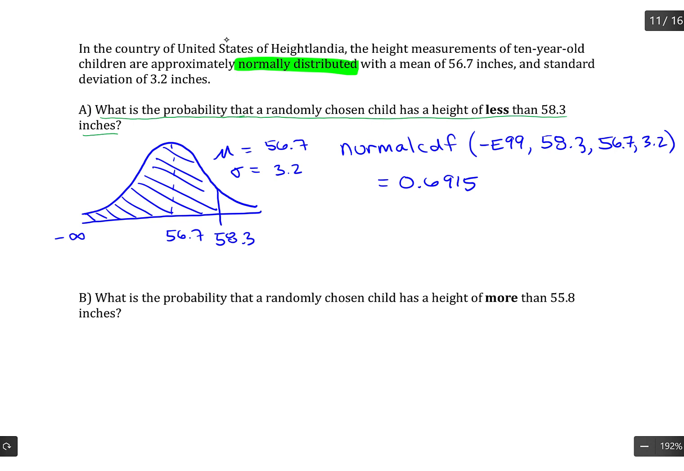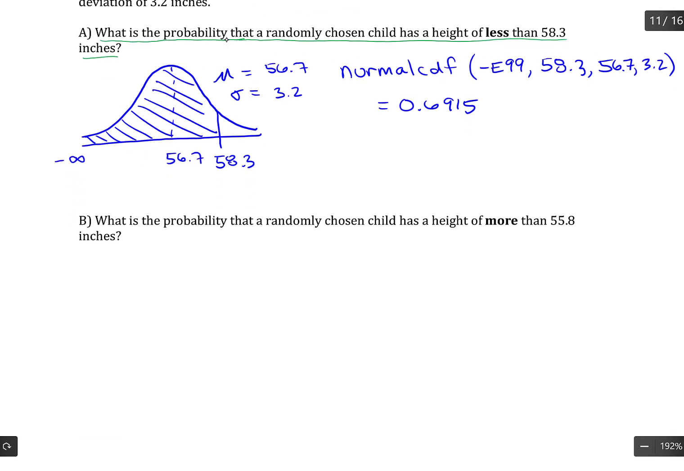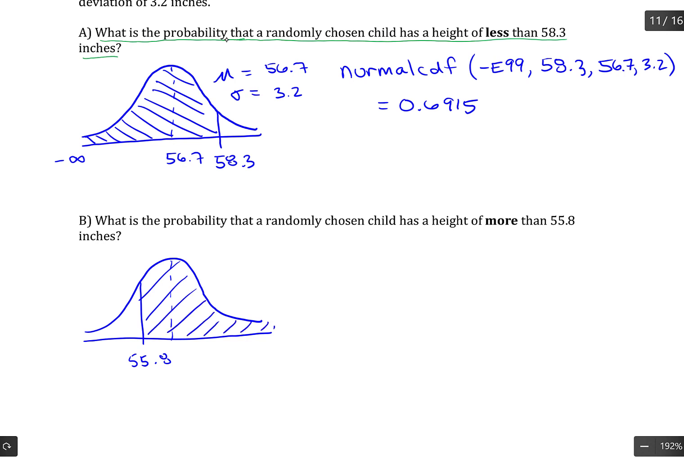All right, the next part says, what's the probability that a randomly chosen child has a height more than 55.8 inches? So for more than 55.8, then what we would do is draw our distribution again. 55.8 is somewhere lower than the mean. And we're shading to the right because this is more than.